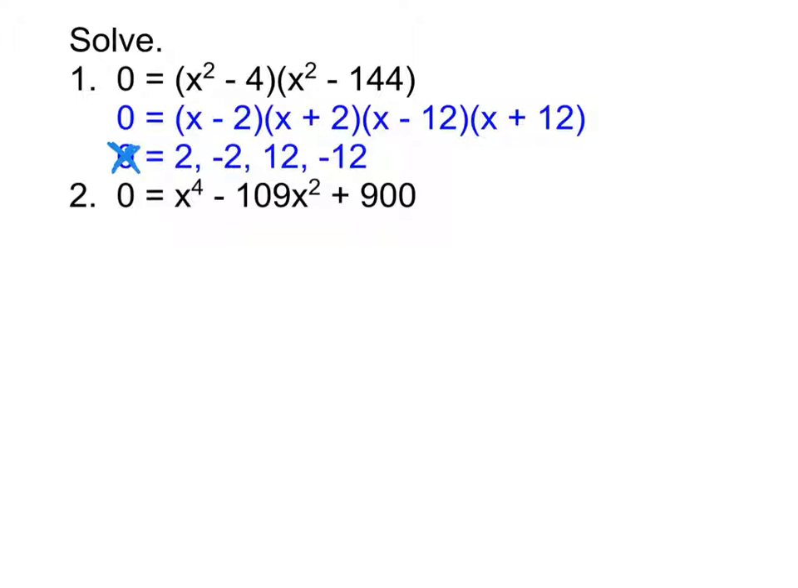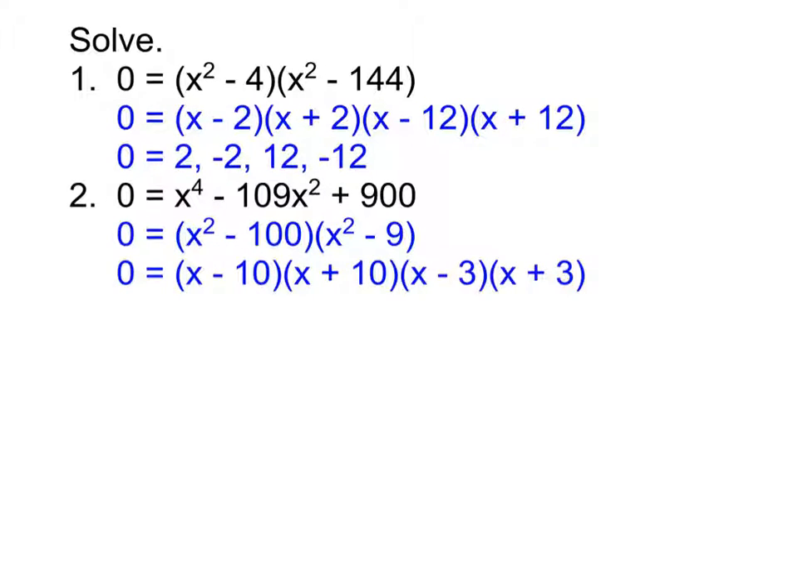All right, and then taking a look at number 2. Again, we have to start by trying to factor it. In this case, it's a little bit harder to do that initial factorization because we're adding to negative 109 and multiplying to 900. But as it turns out, the first thing that I think of when I look at 900 is 9 times 100. And that turns out to be the one that's going to work for us here. So I got x squared minus 100 and x squared minus 9. Since both are x squared minus a perfect square, we can factor those even further.